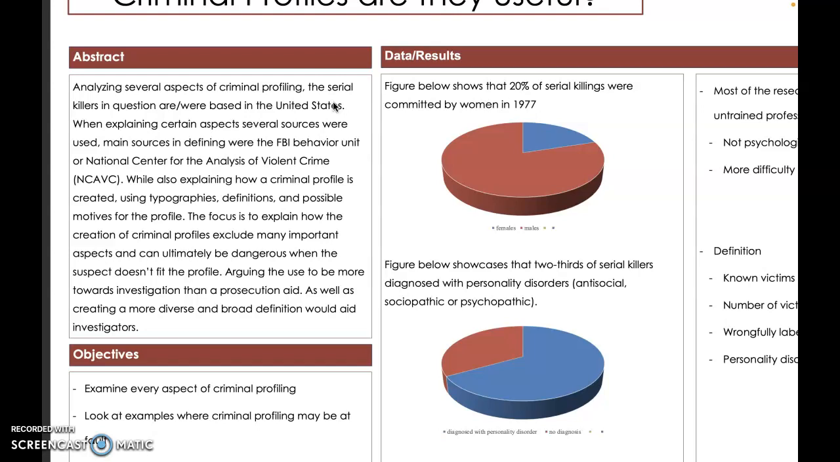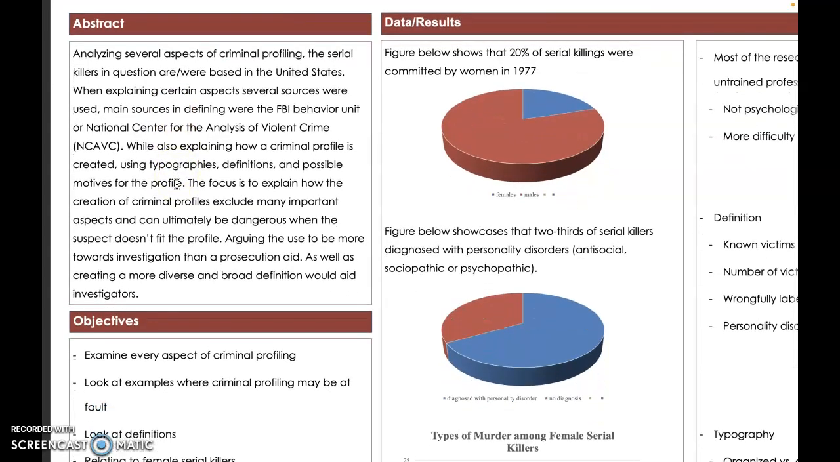The abstract. Analyzing several aspects of criminal profiling, the serial killers in question are or were based in the United States. When explaining certain aspects, several sources were used. Main sources in defining were the FBI Behavioral Unit or National Center for the Analysis of Violent Crime, NCAVC. If mentioned, it's usually just NCAVC throughout the poster board, while also explaining how a criminal profile is created using typographies, definitions, and possible motives for the profile.